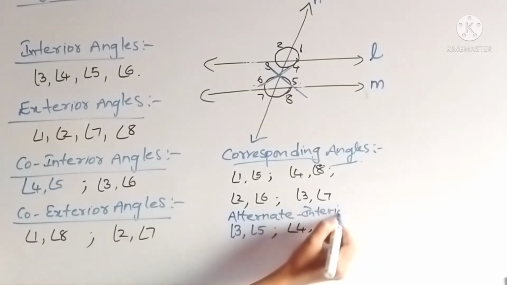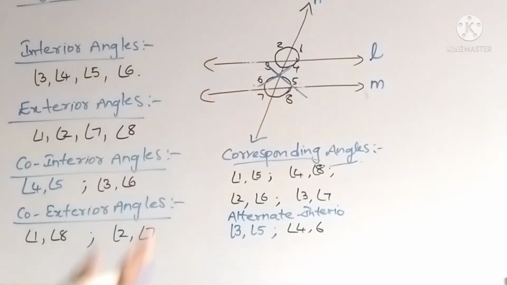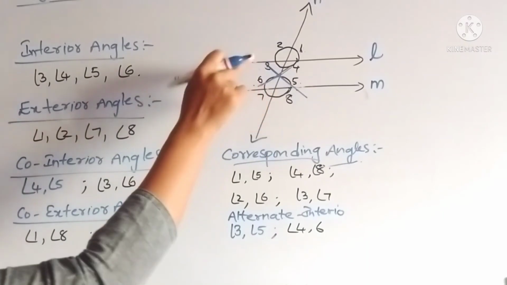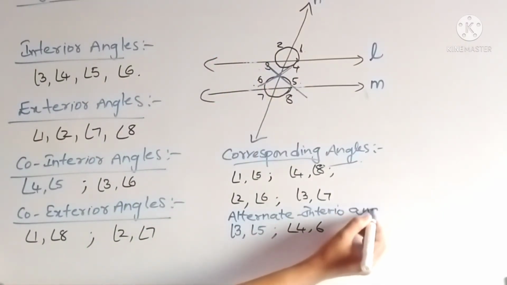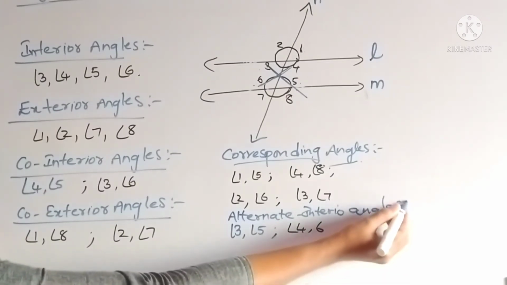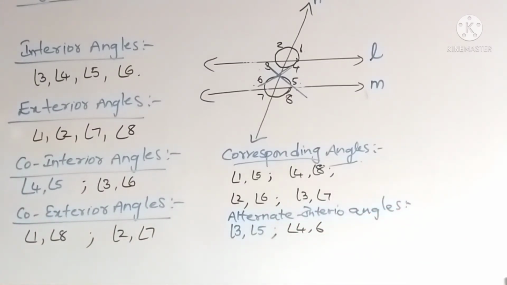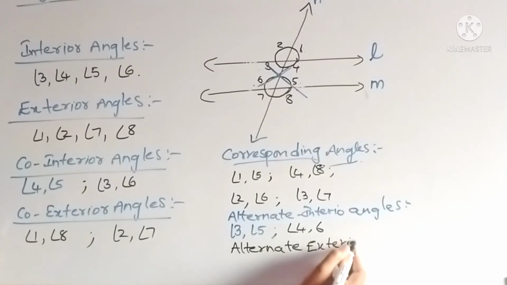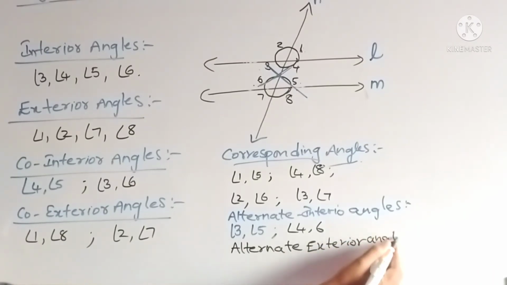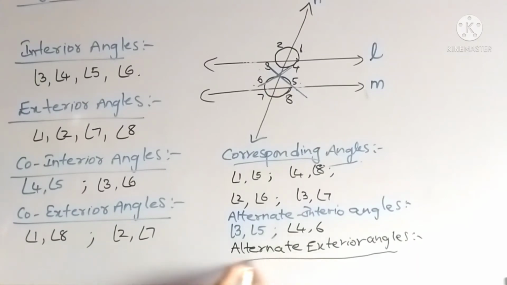So they are lying alternate, one on this side and the other on that side. Alternate days means every other day, right? So here, one angle is on this side of the line and the other on that side, and since both are interior, these are alternate interior angles. Okay, so next, in the same way you can write alternate exterior also. Both angles should be exterior and they both lie on either side of the transversal.